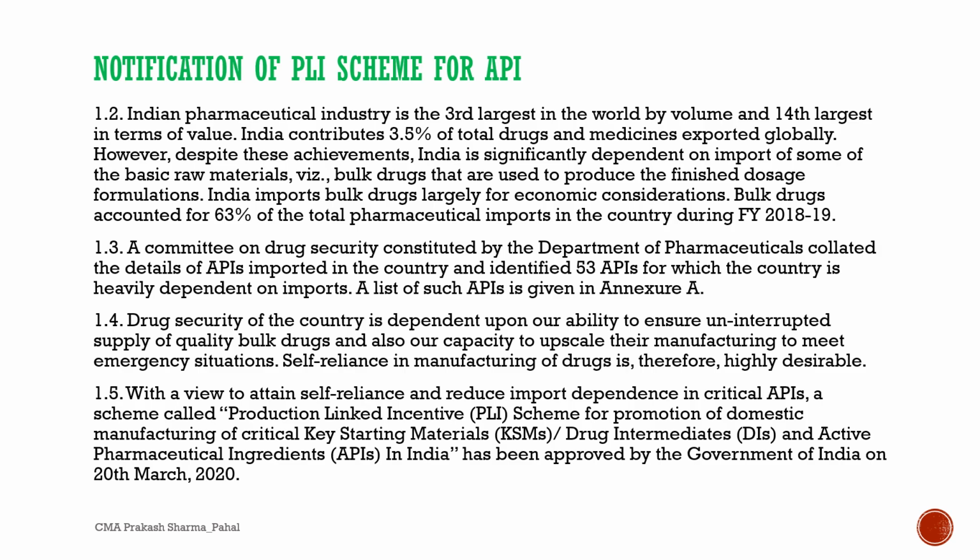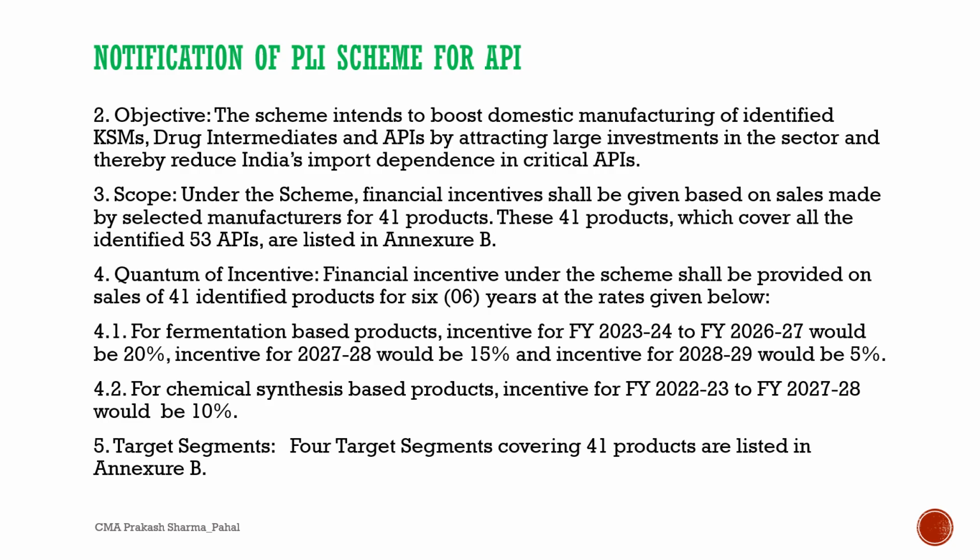With a view to attain self-reliance and reduce import dependence in critical APIs, a scheme called the Production Linked Incentive Scheme for promotion of domestic manufacturing of critical key starting materials, drug intermediates and active pharmaceutical ingredients (APIs) in India has been approved by the Government of India on 20th March 2020. Objectives: the scheme intends to boost domestic manufacturing of identified KSMs, drug intermediates and APIs by attracting large investments in the sector and thereby reduce India's import dependence in critical APIs. Scope: under the scheme, financial incentives shall be given based on sales made by selected manufacturers for 41 products. These 41 products, which cover all the identified 53 APIs, are listed in Annexure B.